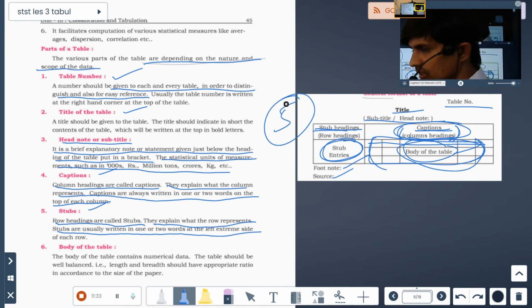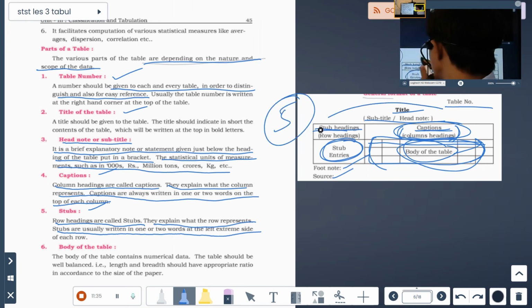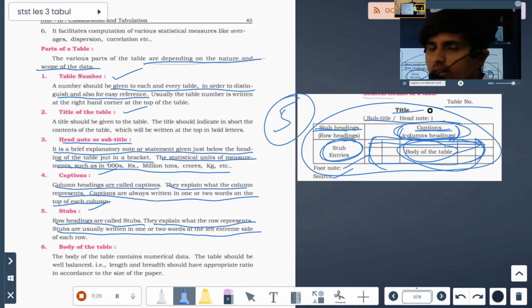this carries 5 marks. Then you need not draw this, it's not necessary. But if you draw, it's well and good. The invigilator who checks your paper will give you marks very soon if you draw this. You draw in the sense, just write title, put a pencil small, captions, stub entries, footnote, source note, table number. That's all.